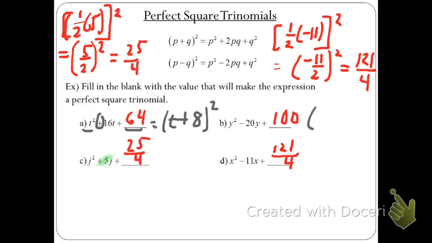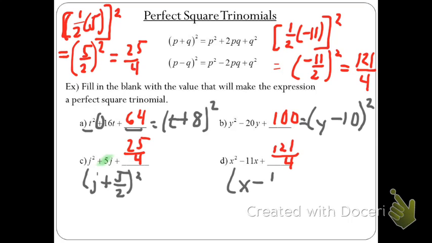Alright, the square root of y squared is y. The square root of 100 is 10. There's a subtraction sign in front of the linear term. That's y minus 10 squared. Okay, this is j plus, and the square root of 25/4 is 5/2, squared. And then this is x minus 11 over 2 squared.